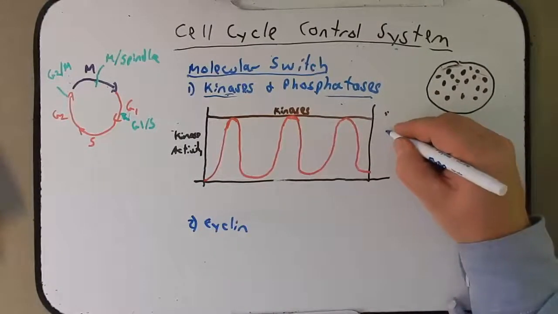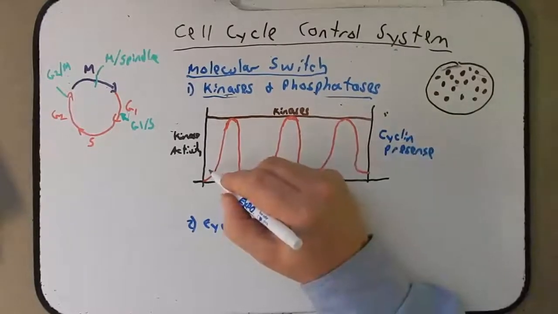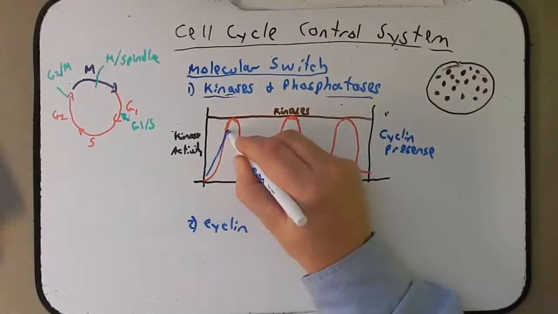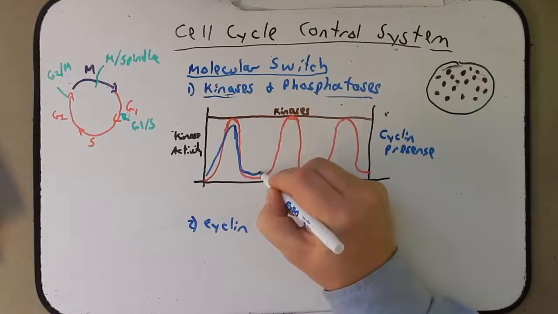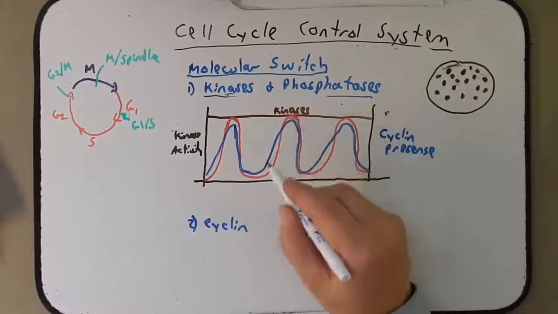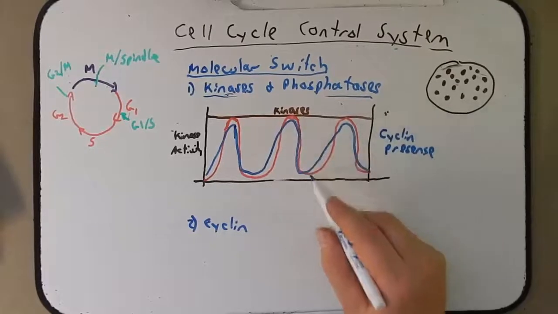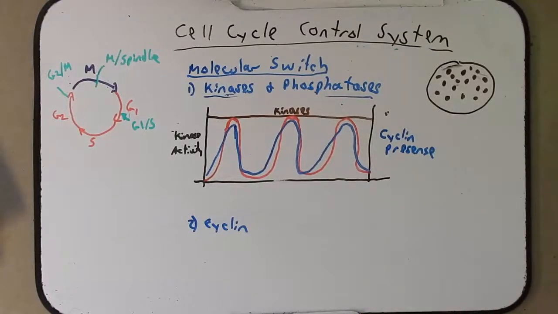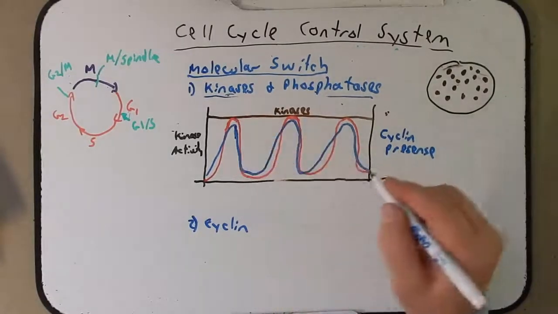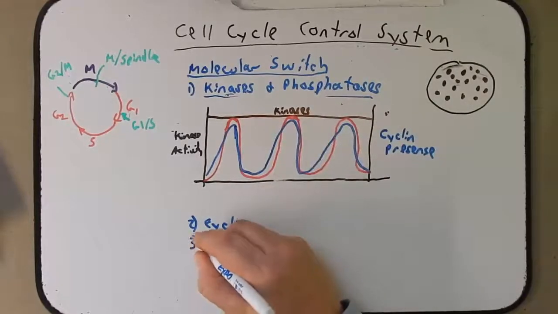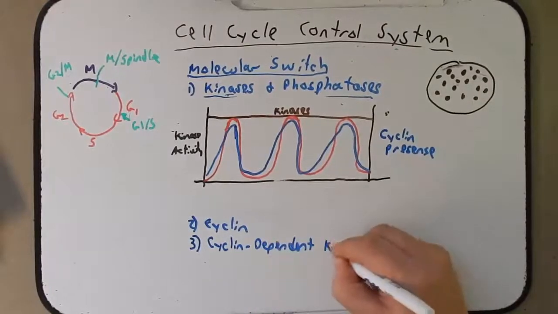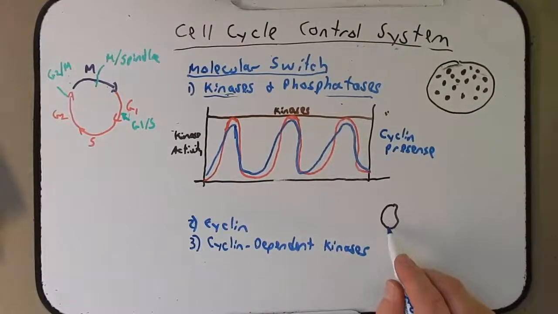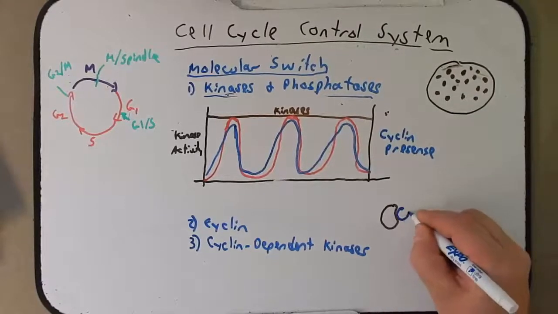And over here, let's put cyclin presence. What we see with cyclin presence is that it will go up as the activity goes up, and then as the activity goes down, the cyclins will decrease. They begin to peak a little bit before the activity occurs, and then they drop once the activity stops. These cyclins are required to bind to the kinases to activate them. So these kinases that we talked about here are more specifically called cyclin dependent kinases. That is because our cyclin dependent kinases, in order to be active, have to bind to the cyclin.